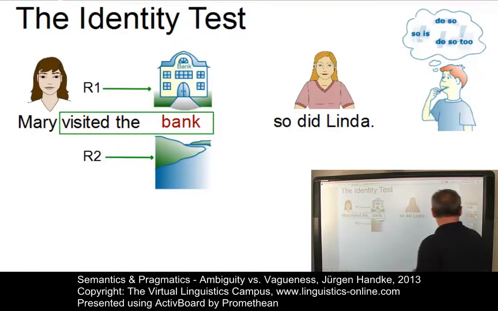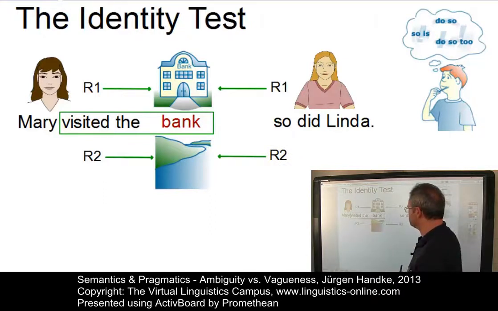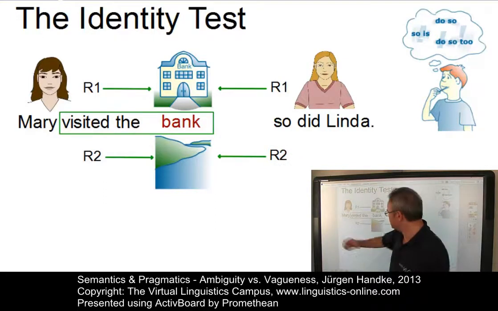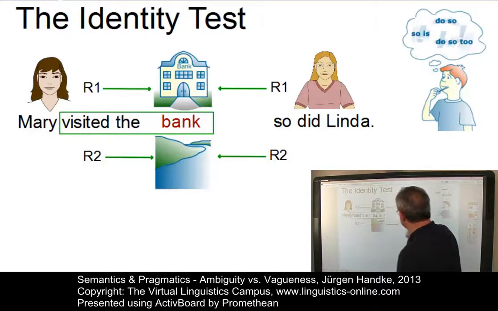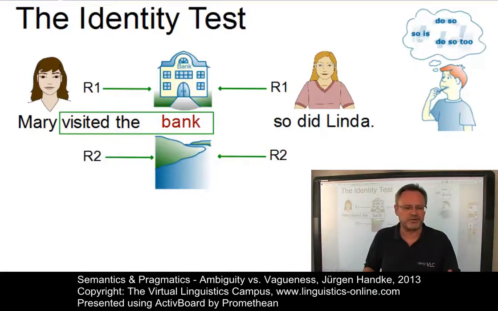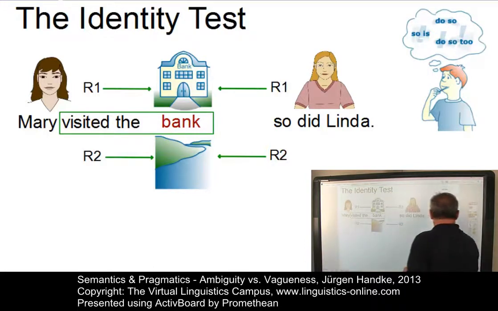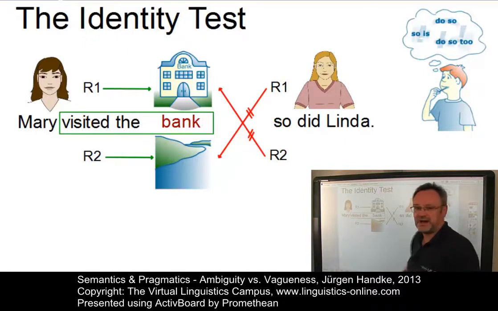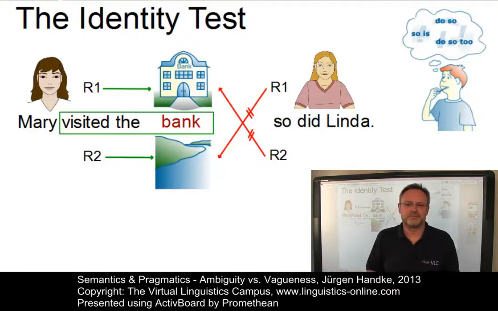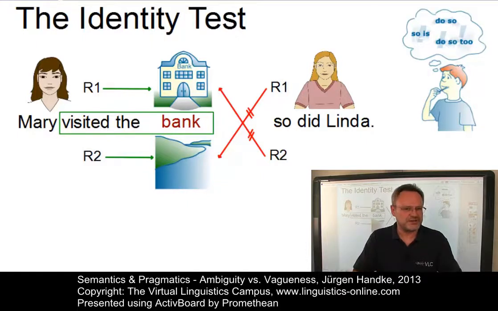So in both parts only one reading is possible. If Mary visited the Money Institute and so did Linda, Linda must have also visited the Money Institute and cannot have gone to the riverbank. Such conflicting interpretations are not possible. It follows that the whole sentence, and hence the word bank, has two distinct readings and is therefore ambiguous.